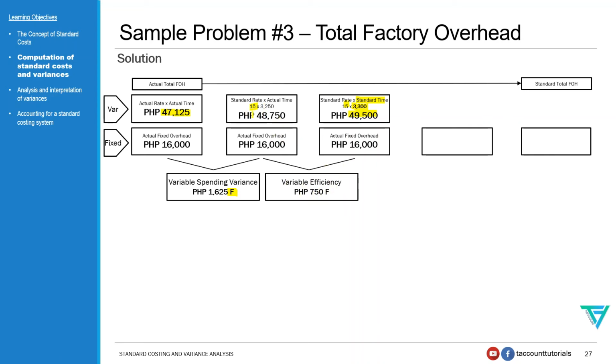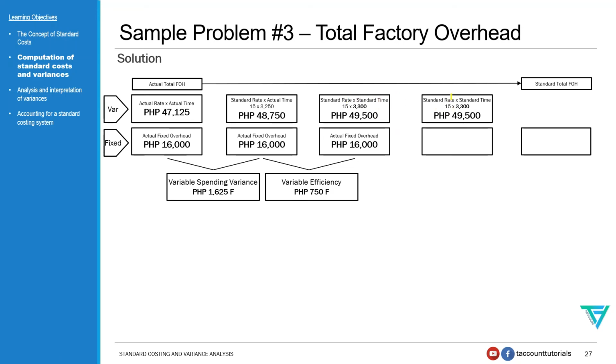Favorable because the standard rate multiplied by actual time is less than the standard rate times the standard time, right? So this means that in terms of the time used in production, we actually used less, okay, than what was expected. Okay, so that's the variable component. And then now we could proceed to analyze the fixed component.